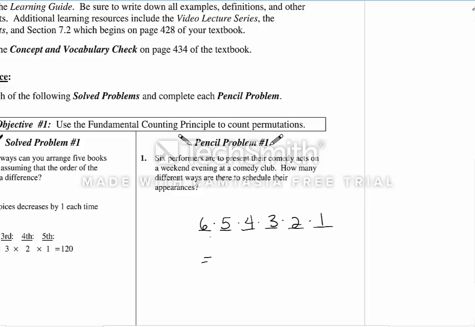So we're going to multiply 6 times 5 times 4 times 3 times 2 times 1, which is 720. So we actually used there our counting principle from before that said the number of outcomes for the first event, outcomes for the second, third, fourth, fifth, and sixth.